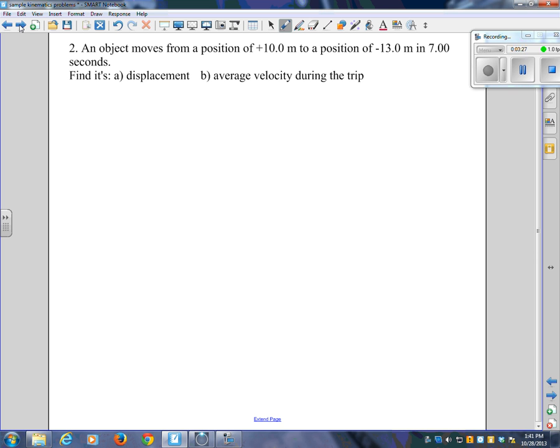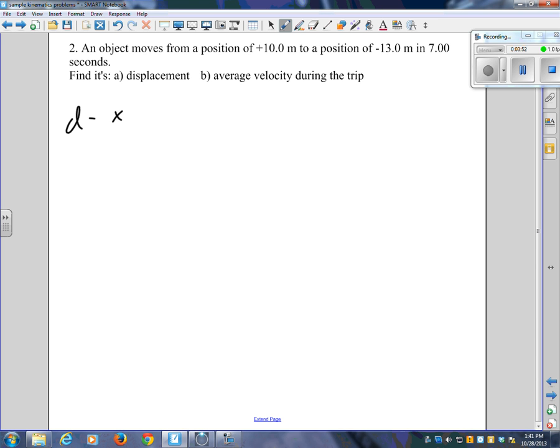An object moves from a position of plus 10 to a position of minus 13 in 7 seconds. Find the displacement and the average velocity during the trip. Now I'm going to start you off with baby steps here. I'm going to ask you to find the displacement and then the average velocity, but generally, as you go on, I'm going to expect you to know you need to find the displacement first before you get average velocity.